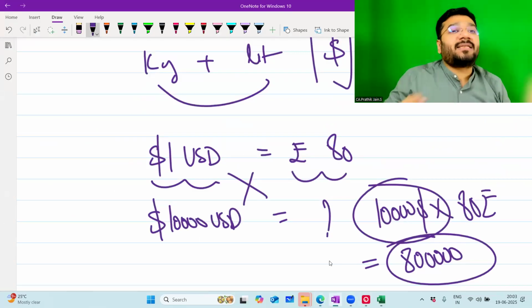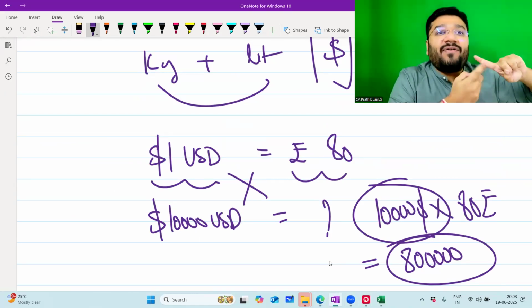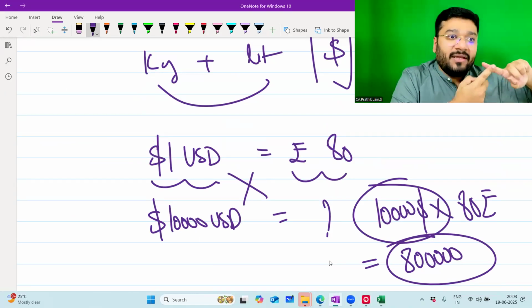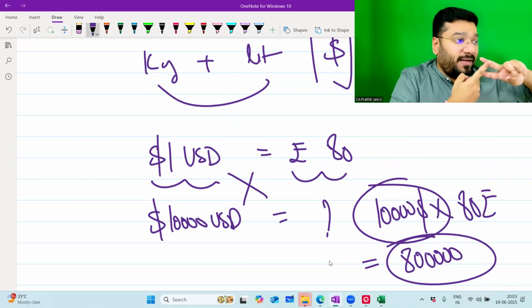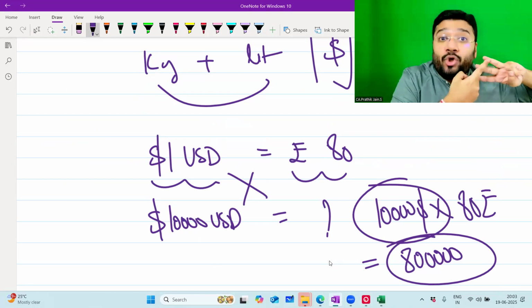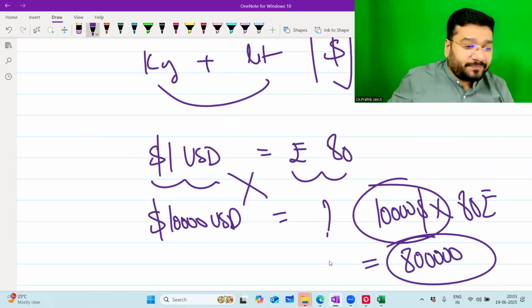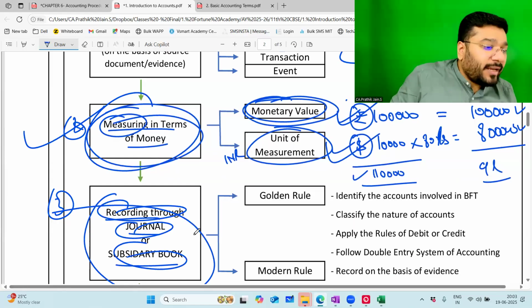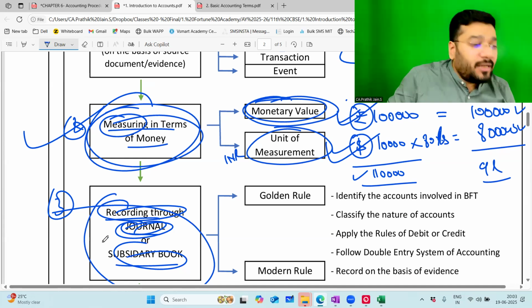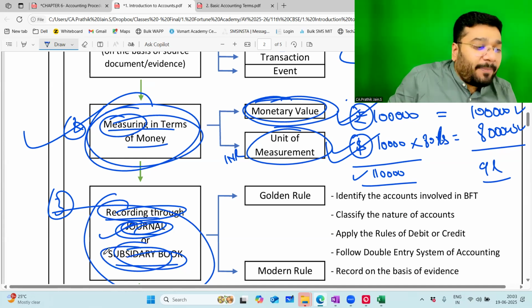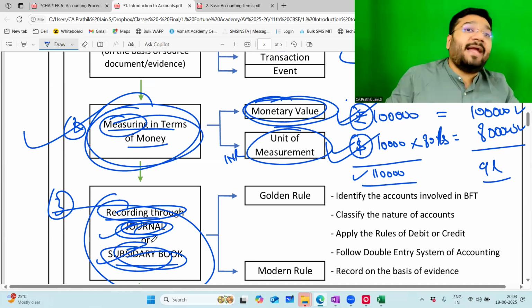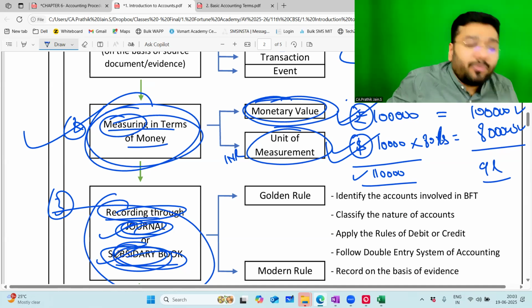So, accounting is a systematic process of, first, identifying a business financial transaction or event. Second, measuring in terms of money. Third, recording through journal or subsidiary book. What is journal? What is subsidiary book? In depth, I'll be discussing when I do a separate topic called journal and a separate chapter called subsidiary book. Journal is a separate chapter. Subsidiary book is a separate chapter.